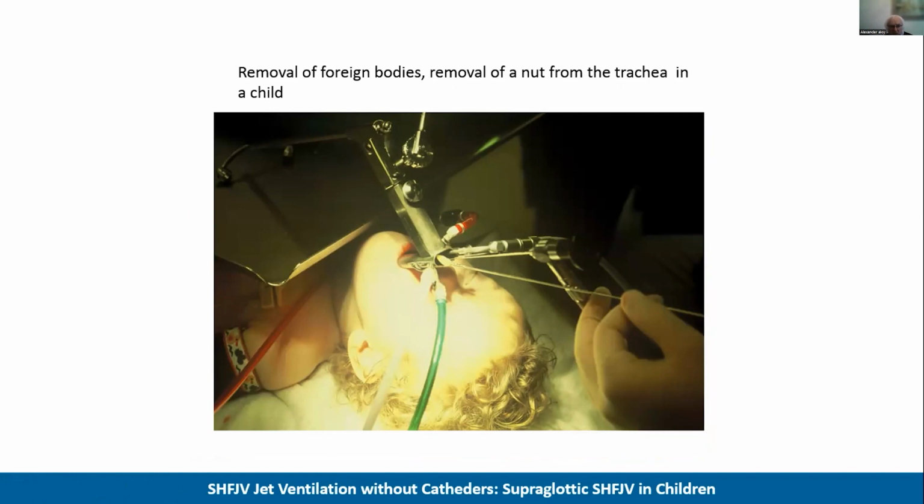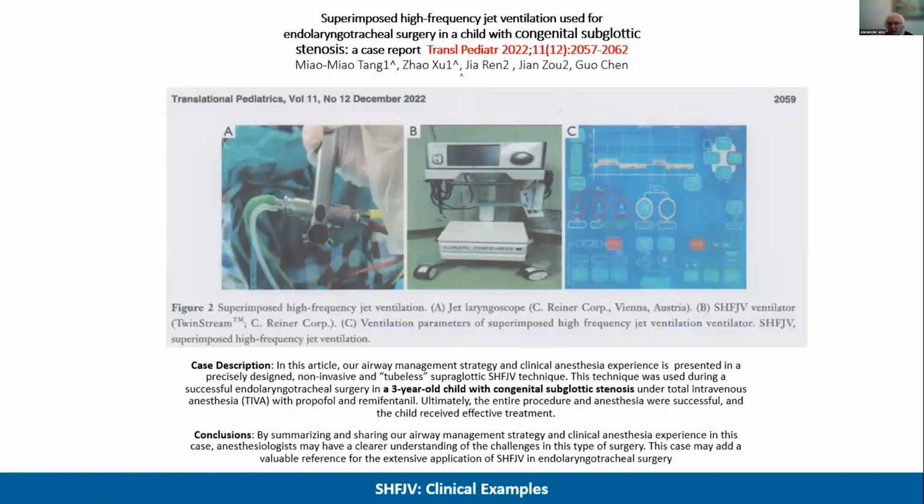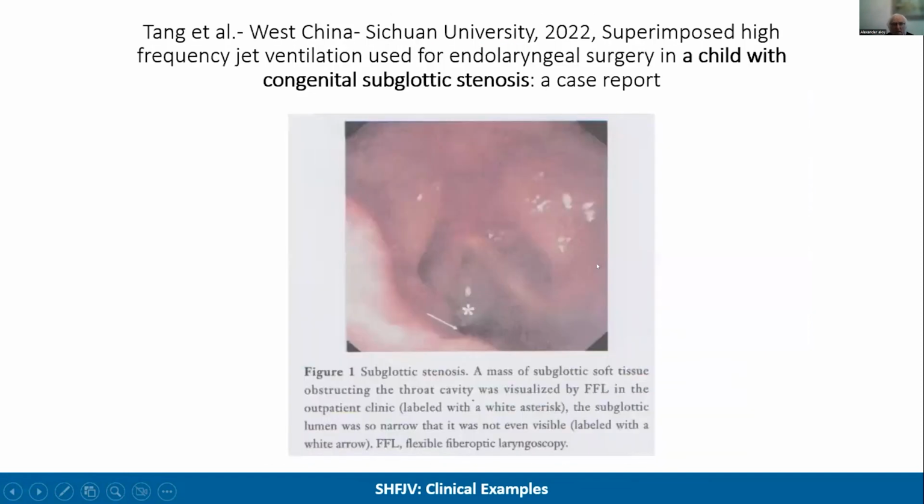This operation is possible to perform in a short time. And here you can see the case report from China. This was a child with a congenital subglottic stenosis. And this is our jet laryngoscope, this is our monitor, and this is a typical display. And here you can see the anatomical situation. The subglottic lumen was so narrow that it was not even visible, but it was possible to ventilate this child.